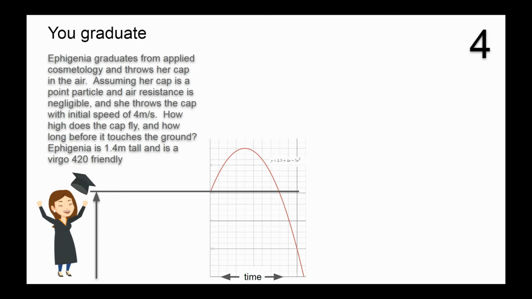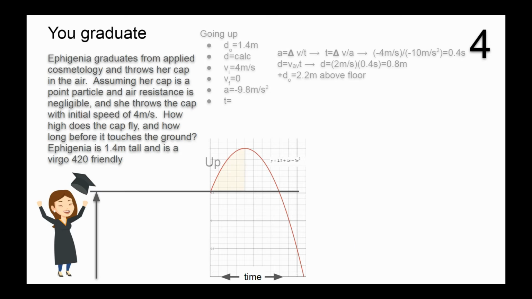Here's another example of an overly wordy problem. Ephigenia graduates from applied cosmetology and throws her cap in the air. Assuming her cap is a point particle and air resistance is negligible, and she throws the cap at the initial speed of 4 meters a second. How high does the cap fly and how long before it touches the ground? Ephigenia is 1.3 meters tall, 40%. Useless information to us.